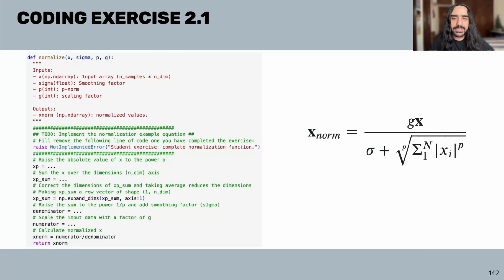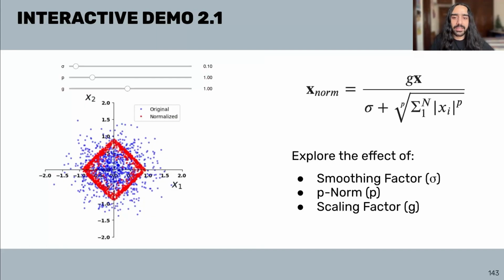So in coding exercise 2.1, you will implement this normalization. And in the upcoming interactive demo, you will play around with the smoothing factor sigma, the P norm, and the scaling factor G to explore its effect on normalization.